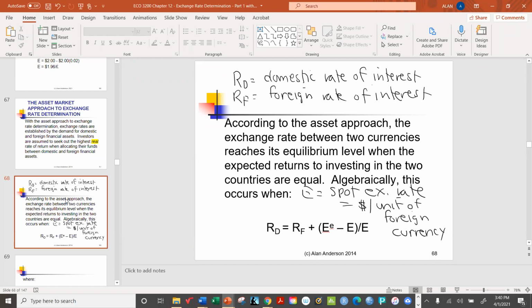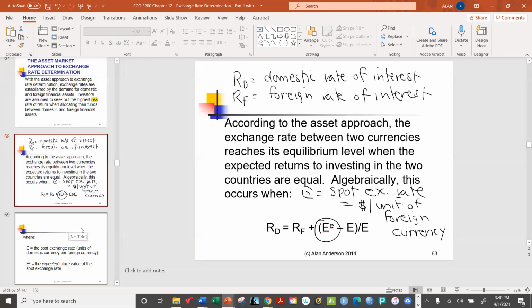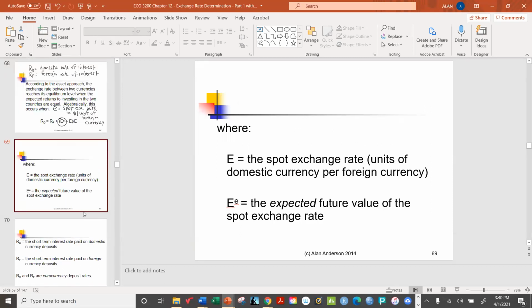And then there's one new term here that we haven't seen before, this thing. What is that all about? Aha, that's an interesting concept. We're going to make an assumption here that investors have some sense of what they think that exchange rate will look like in the future. And that will help them decide which currency to buy or invest in. So we're going to call this the expected future value of the spot exchange rate. And that's going to have a major impact on which currency we choose to buy.